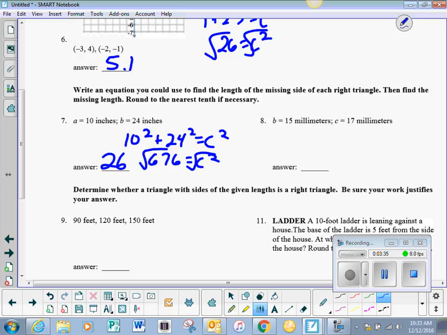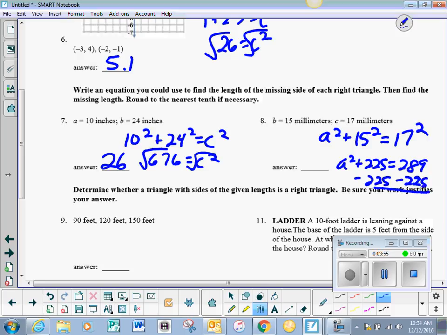On number 8, I'm finding A, so I can't simply add them. Okay, so A squared plus 225 equals 289. Subtract 225 from both sides, and I realize that this is another Pythagorean triple. A squared equals 64, A is 8 millimeters. Okay, that was a Pythagorean triple.